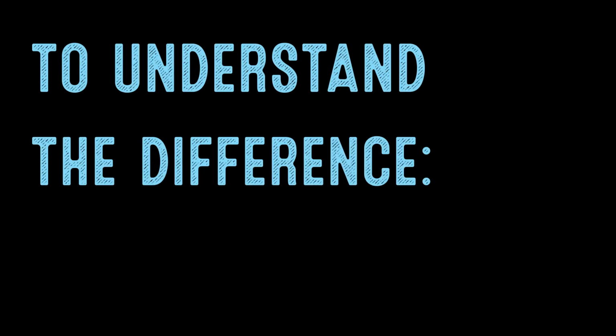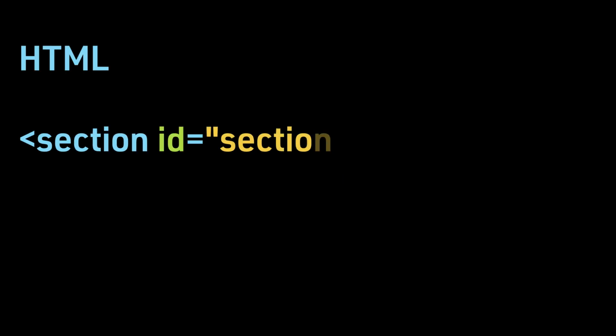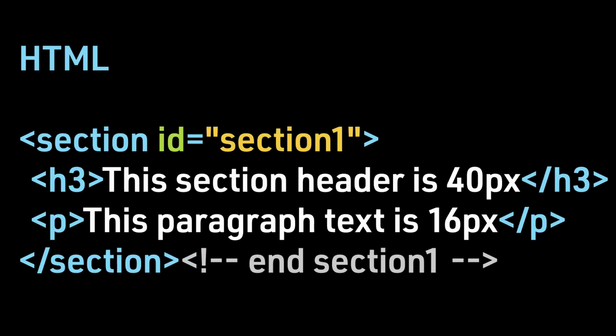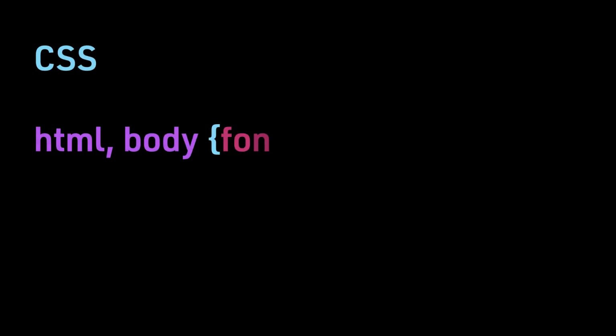To understand the difference, here we have HTML code. We have a section with an ID of section 1, and within that section, we have a H3 heading element that says this section header is 40 pixels, and a P element that says this paragraph text is 16 pixels. Now, on the next slide, we have CSS.